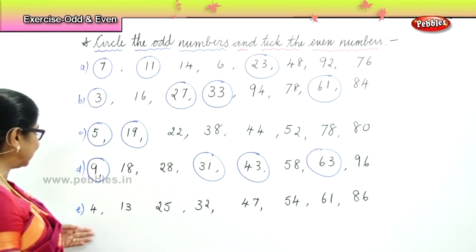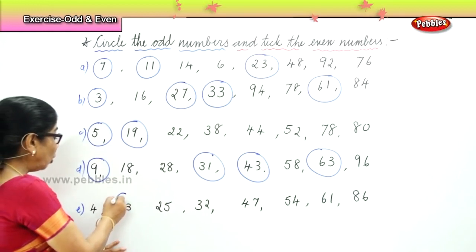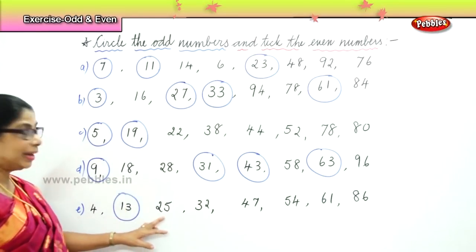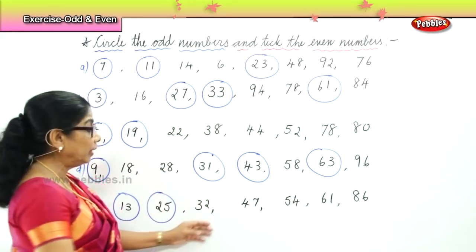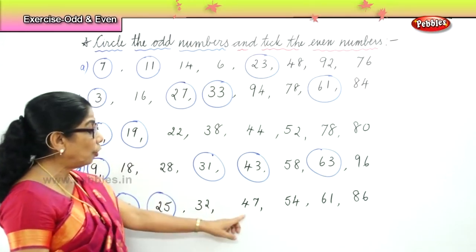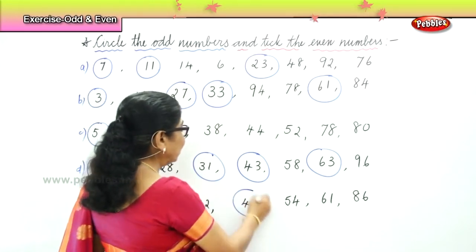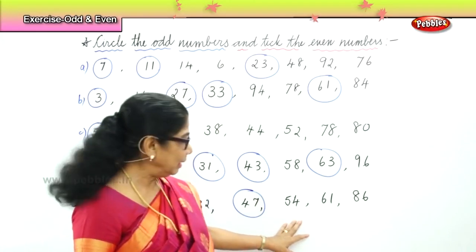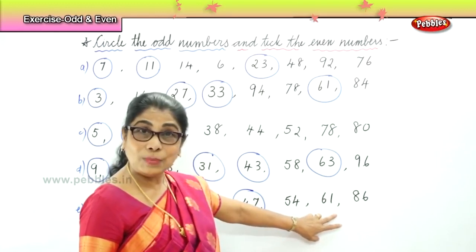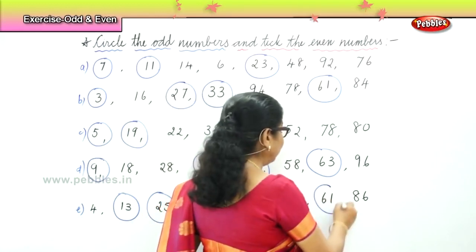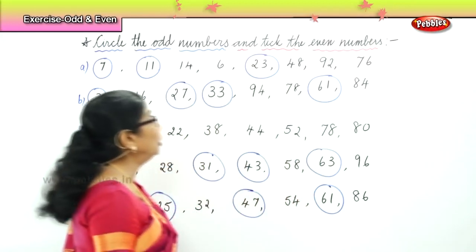Let's take the last set. 4, no. 13, 13 is an odd number ending in 3. 25, ending in 5, it's an odd number. Very good. 32, ending in 2, no. 47, ending in 7, odd number. Very good. 54, it's ending in 4, is it an odd number? No. 61, ending in 1, odd number. Very good. Now, we have identified and circled all the odd numbers.